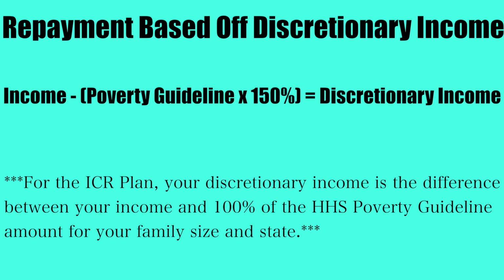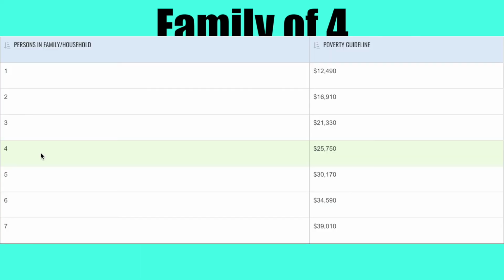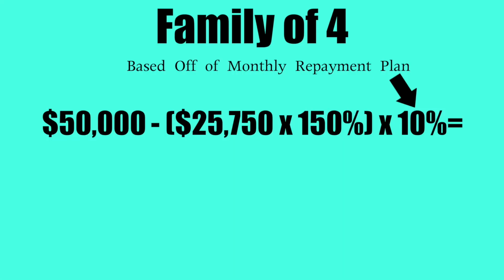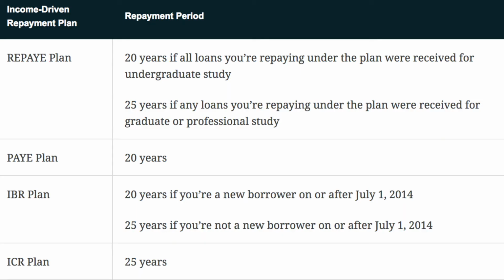An example of this would be a family of 4 that earns $50,000 per year, then referencing the poverty guideline, which turns out to be $25,750. Then you take 10% of that difference between the annual income and 150% of the poverty guideline, which turns out to be $1,138. Each one of these repayment plans can range from 20 years to 25 years depending on the repayment plan and if the loans were received during undergraduate, graduate, or professional study.